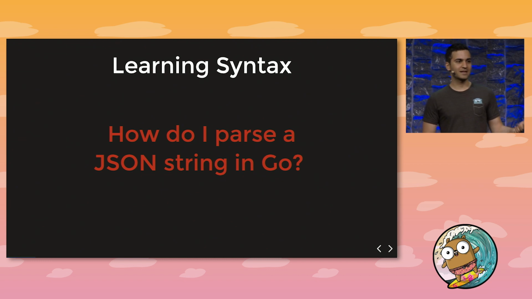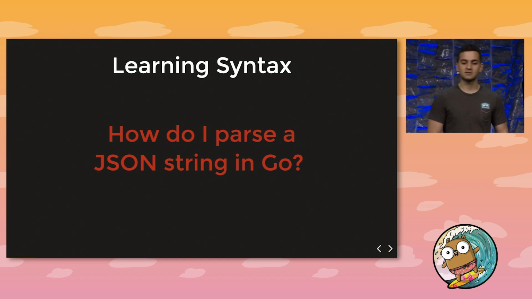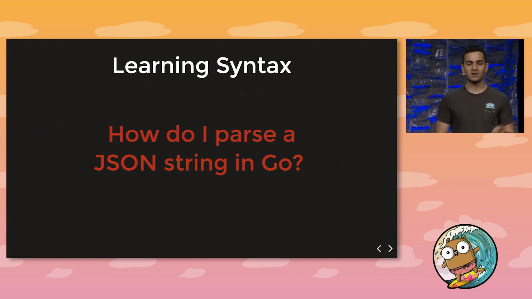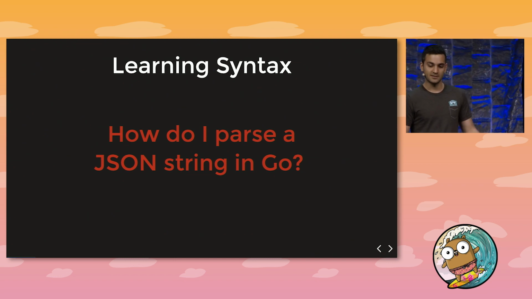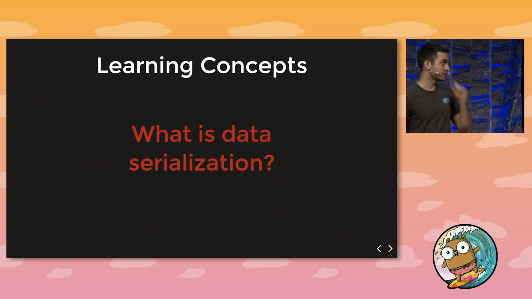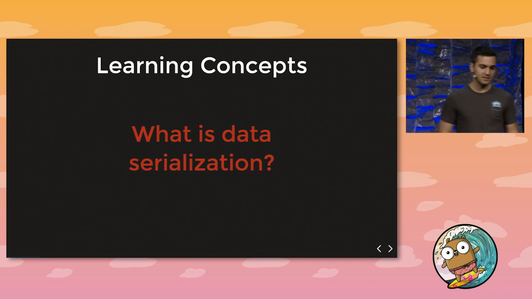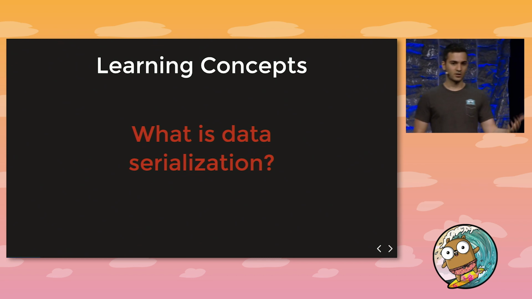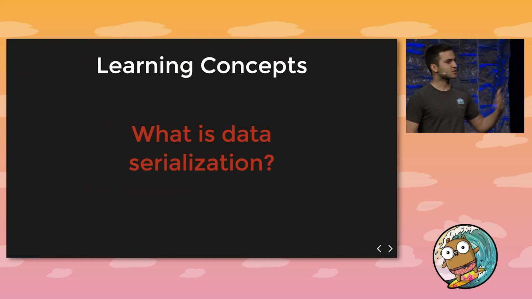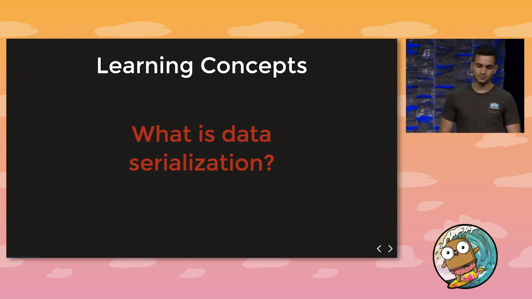But imagine if you're a beginner to programming in general. Does that question even make sense? Someone who's a beginner to programming might not even know what a string is, let alone JSON. And so the conceptual question you should be asking yourself is, what is data serialization? And that's a better question because that looks at the concept of things before you look at how to do it syntactically in Go. And even more importantly, how does Go approach data serialization?